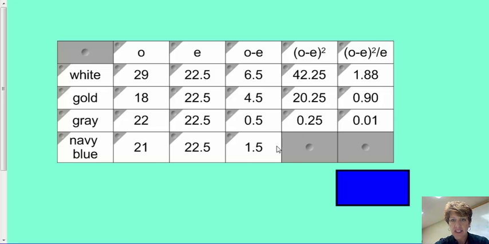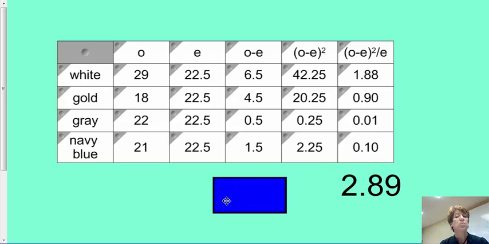Navy blue, a difference of 1.5 squared equals 2.25, and over 22.5 gives me 0.1. Now you go through and remember chi-square is the sum of each of these values. So I need to take this last column and I go 1.88 plus 0.9 plus 0.01 plus 0.1, and I get 2.89. That is my chi-square value.